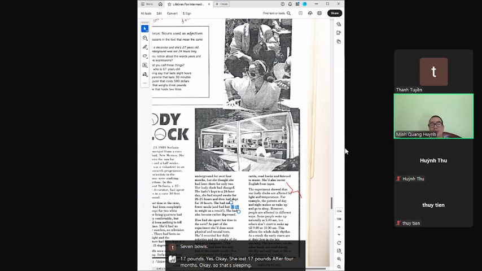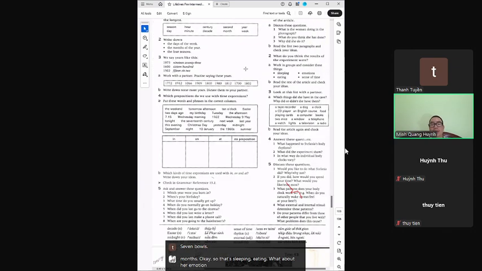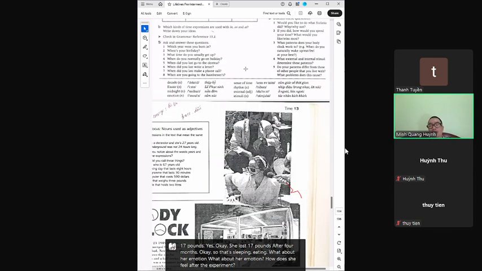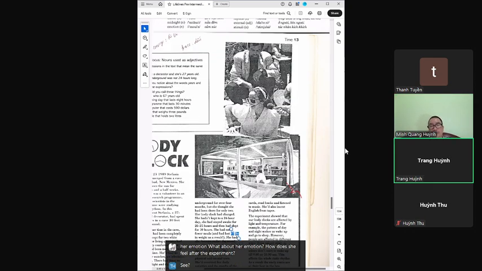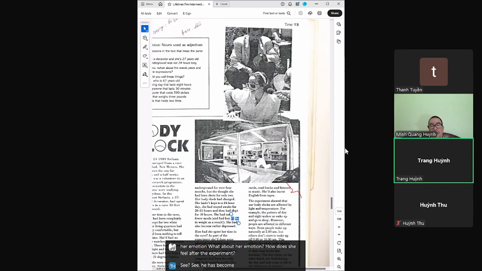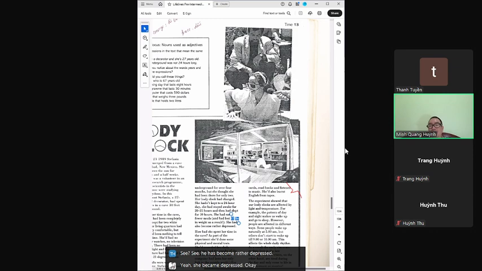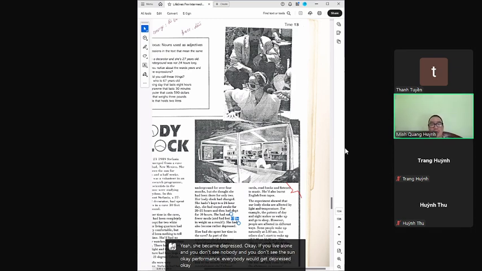What about her emotion? How did she feel after the experiment? She has become rather depressed. Yeah, she became depressed, okay? If you live alone and you don't see anybody and you don't see the sun for 4 months, everybody would get depressed, okay? And the last one, what happened to her sense of time?